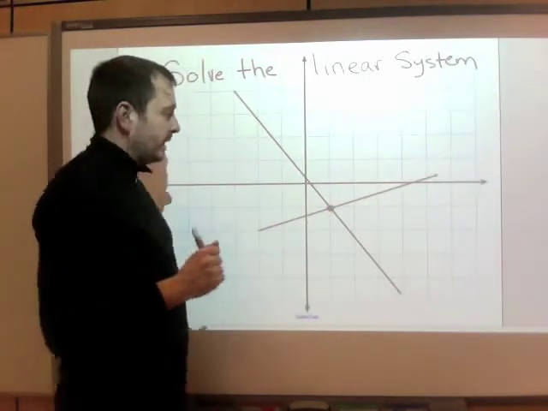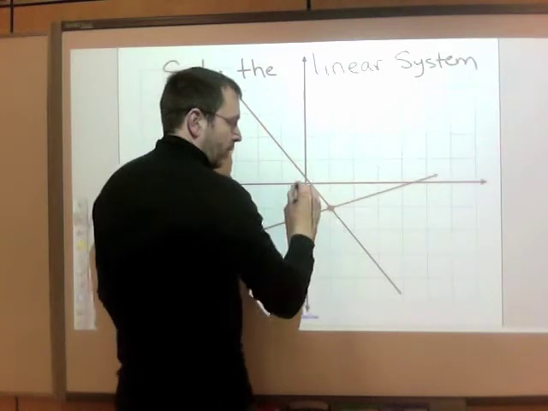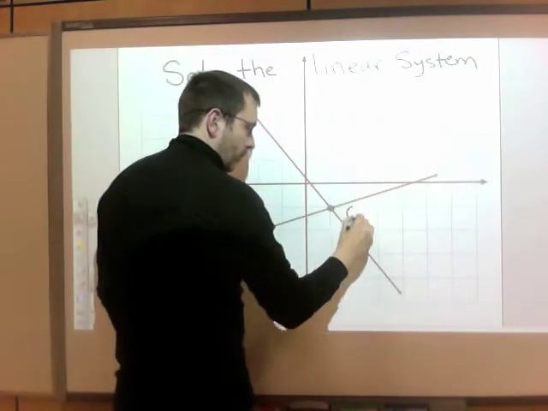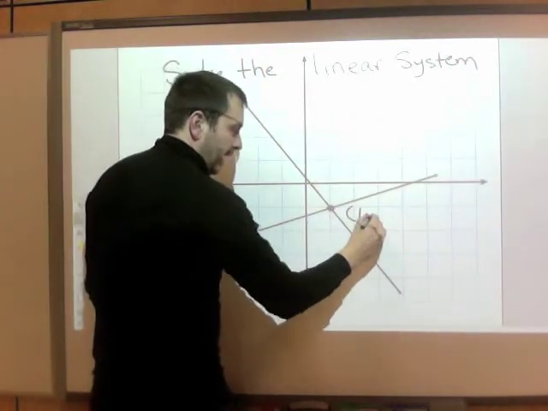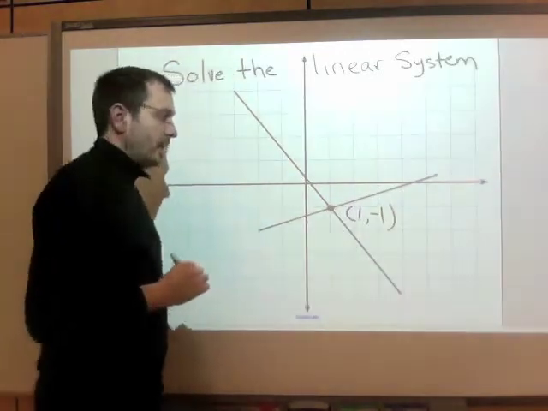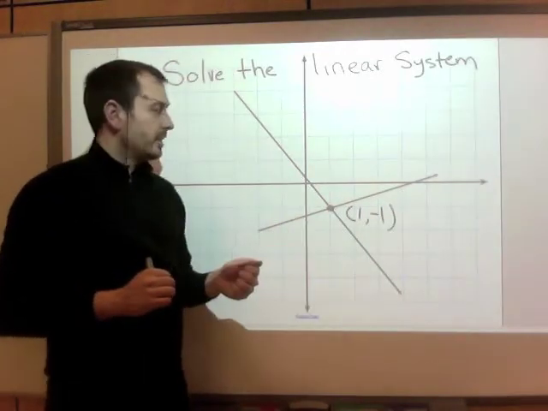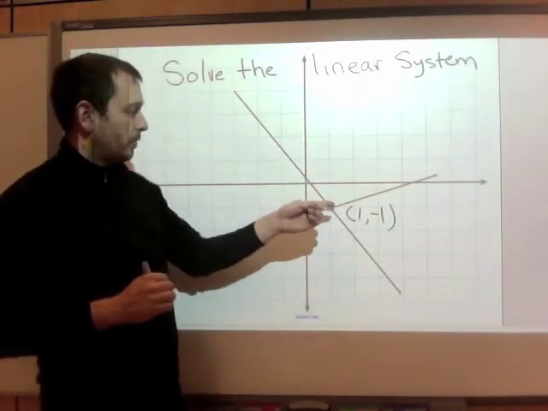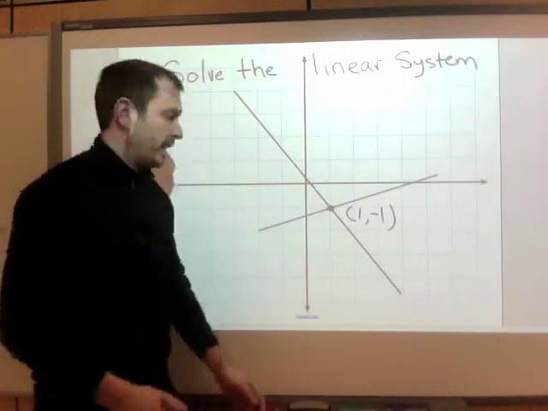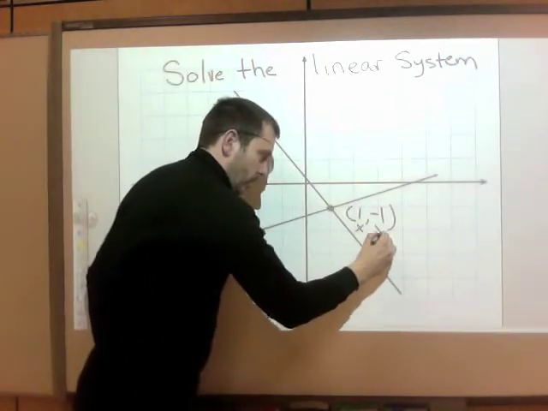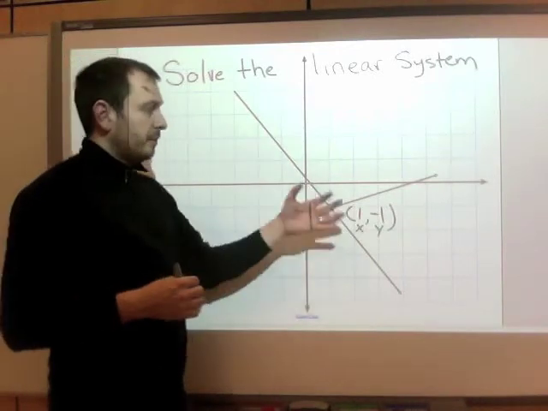So solving this linear system, on x, it's over 1. On y, it's down -1. So the solution to this linear system is the coordinate (1, -1). X is 1, y is -1. And we've solved this linear system.